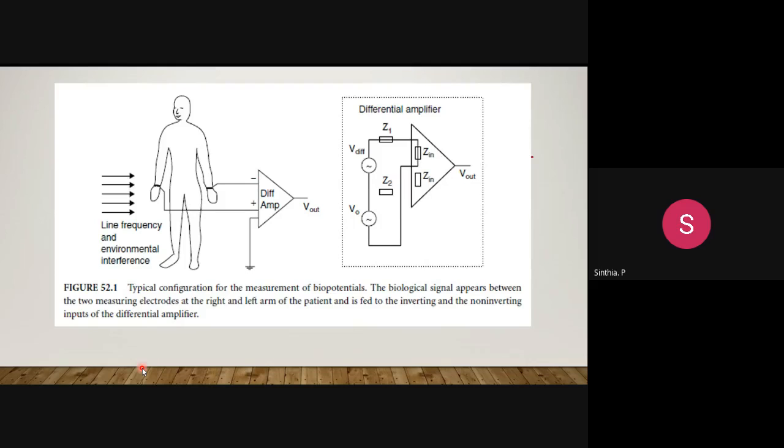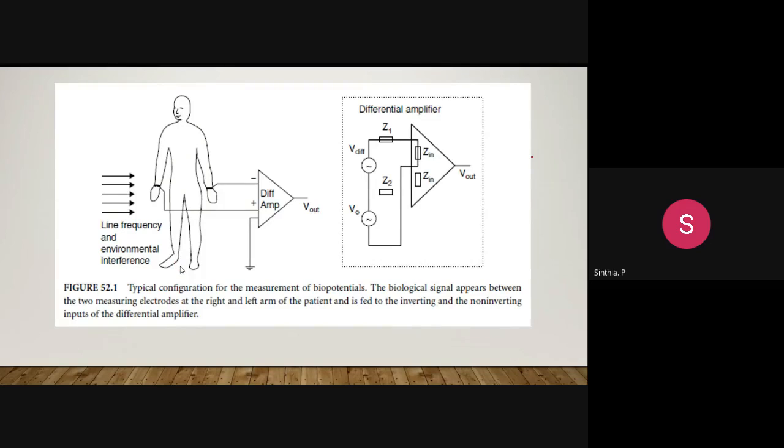So the third one will be your reference potential, connected to the subject or the amplifier. Okay, there will always be three electrodes generally employed. So the third electrode will be the ground potential or the reference electrode.